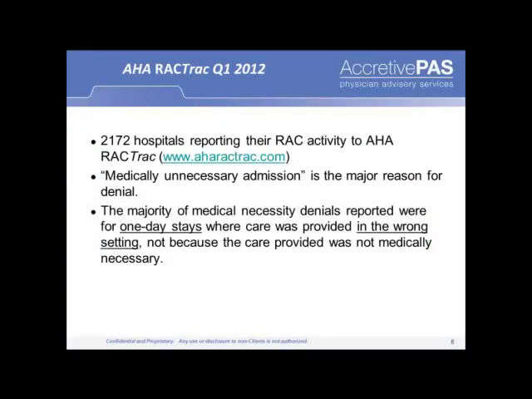Now we have more current data coming from the American Hospital Association. The AHA has been running a self-reporting program called RAC Track since the RAC program started on a national basis in 2010. At this time, they have almost 2,200 hospitals reporting, and this is a voluntary quarterly reporting, and I've been encouraging every hospital I speak to to enroll with the AHA and become a reporting facility, because this is the most detailed information we get about the RAC program, and it's really important for hospitals to know what's going on so they can be prepared and they can make sure that they're not going to get denials.